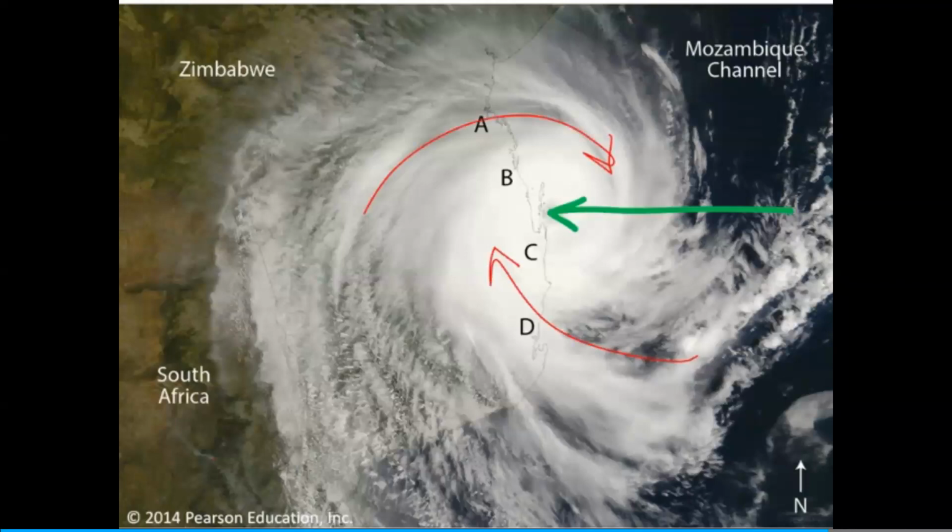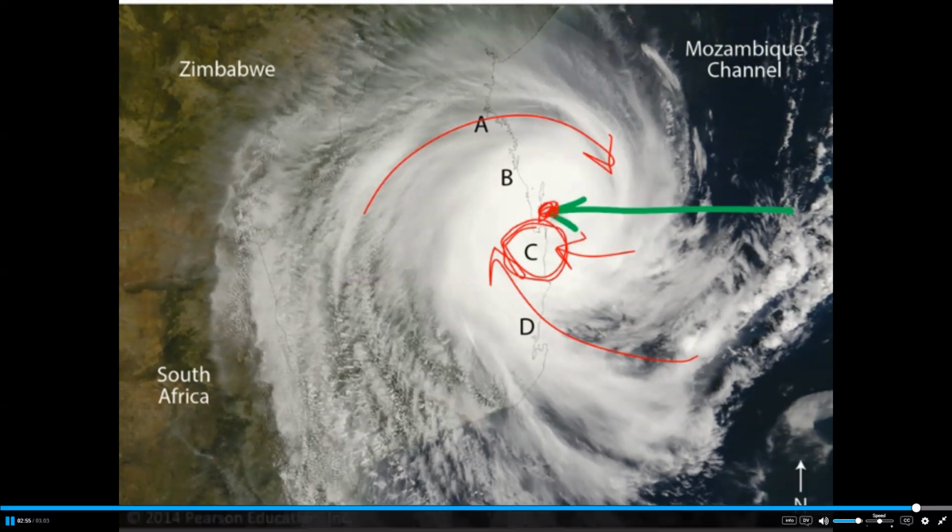Well, hopefully you said city C, because that's the location that's close to the eye of the storm, and the winds are blowing onshore. So that's going to be pushing the ocean up onto the land, and plus the low pressure of the storm system is going to be pulling the ocean up in that area. So that is going to be the location most at risk of a storm surge.